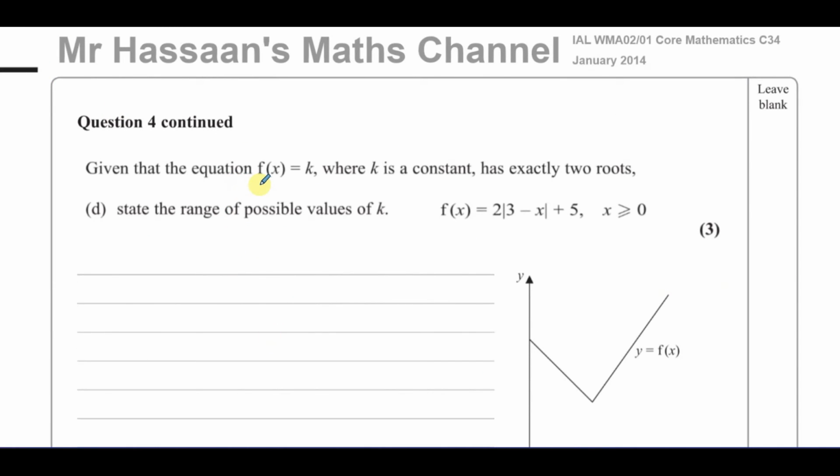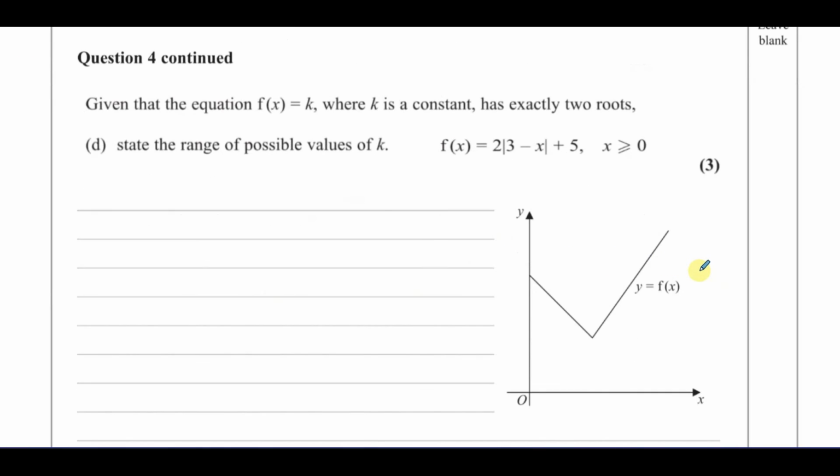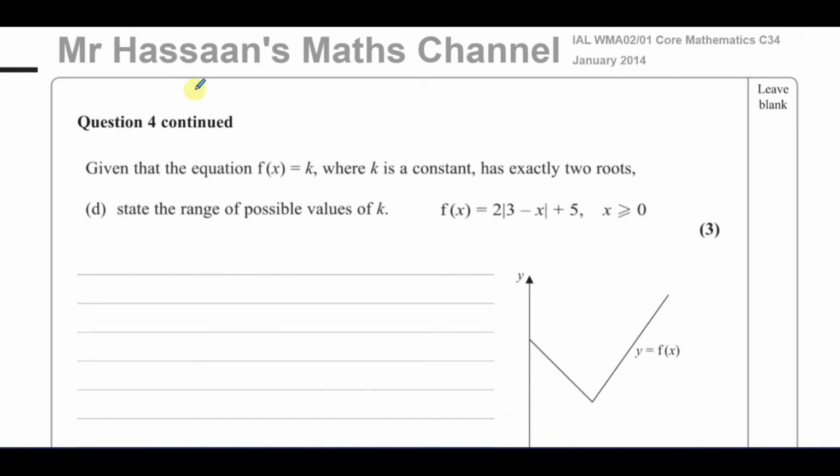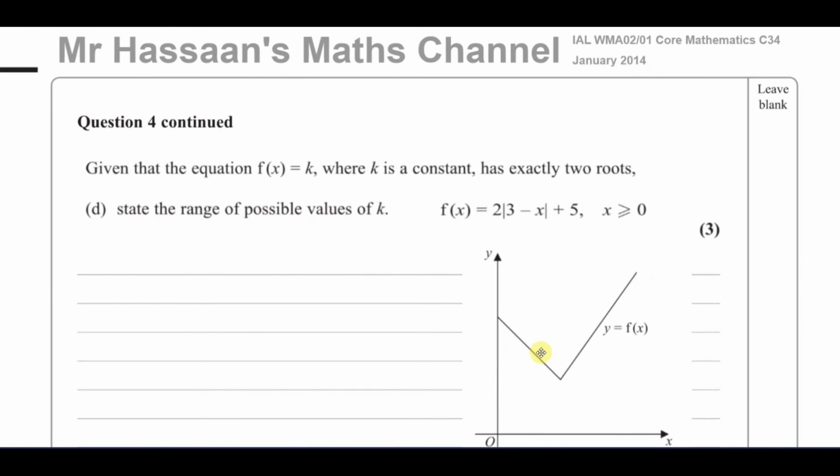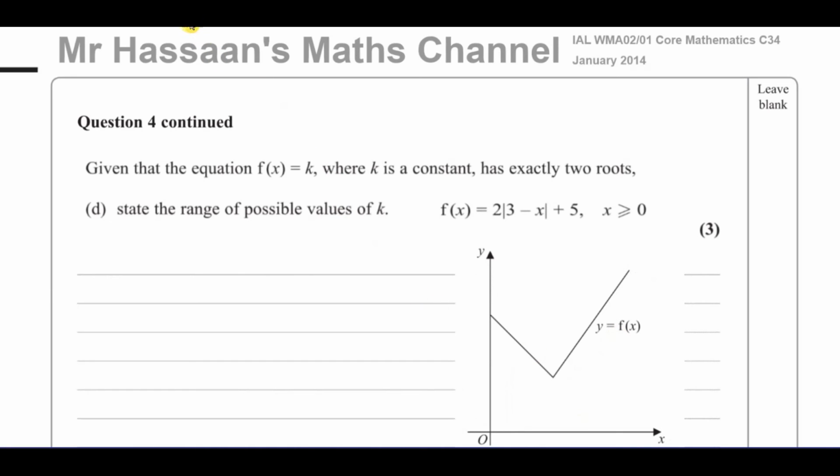It says, given that the equation f of x equals k, where k is a constant, has exactly 2 roots, state the range of possible values of k. So here we have a modulus function. Now, the equation of this modulus function, f of x, is equal to 2 times the modulus of 3 minus x, plus 5, and its domain is x is greater than or equal to 0. All right, so we need to find the range of possible values of k such that f of x equals k has 2 roots. So f of x equals k means y equals k.